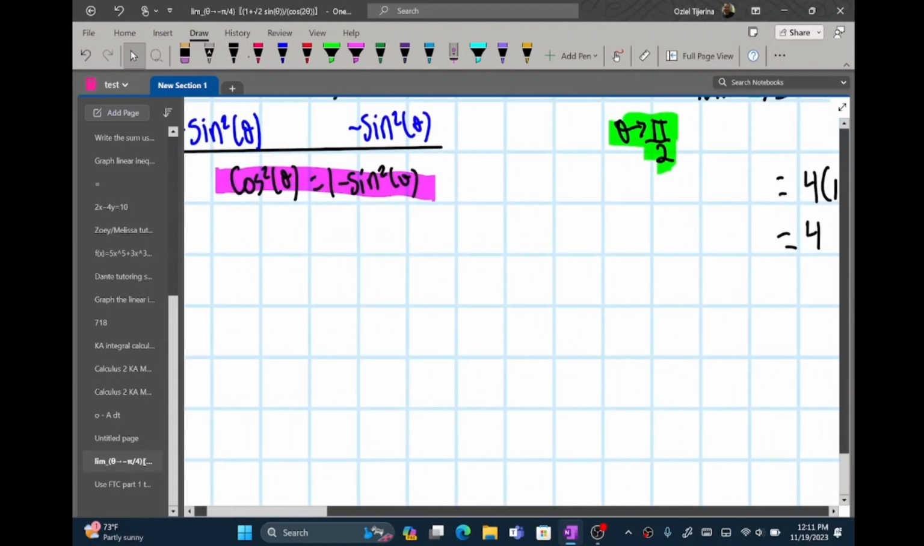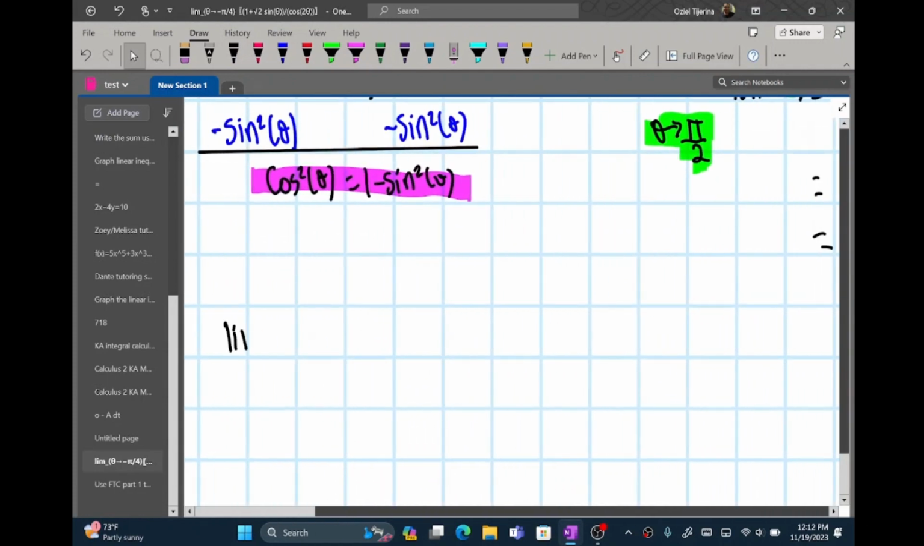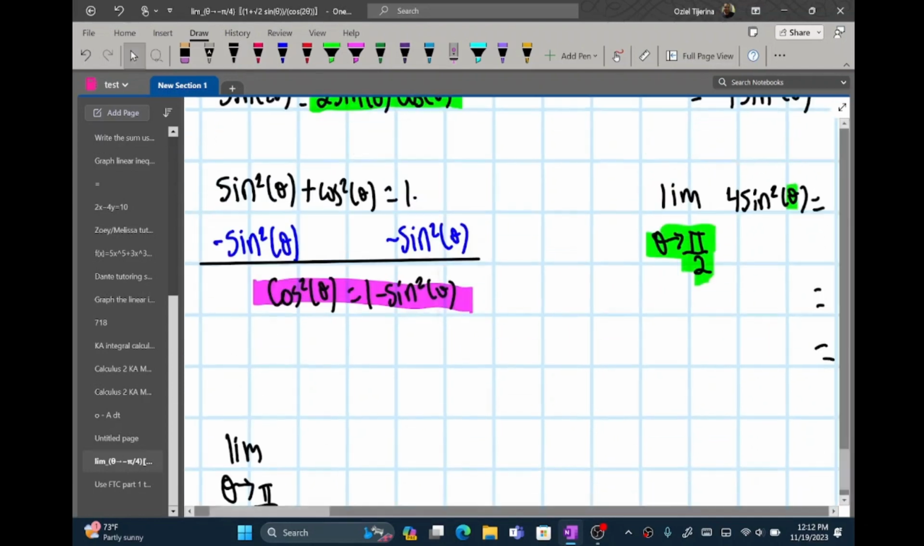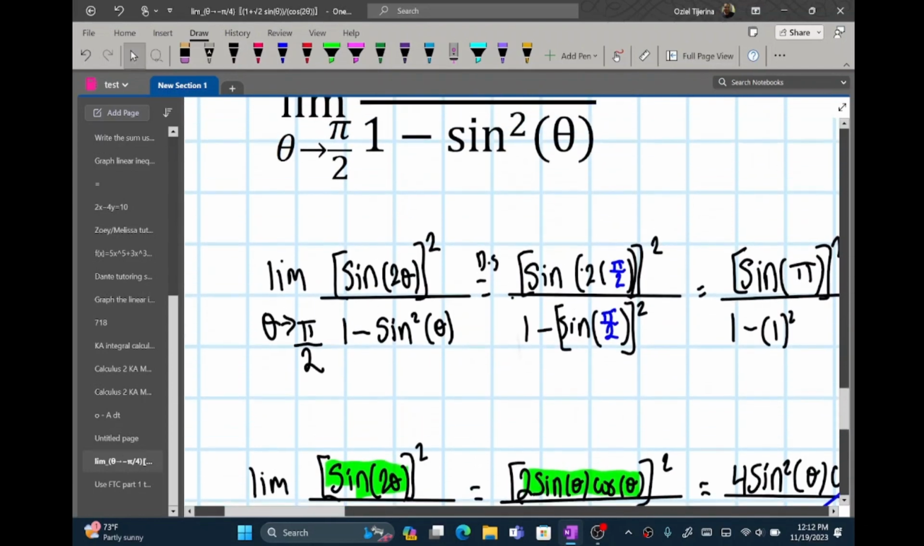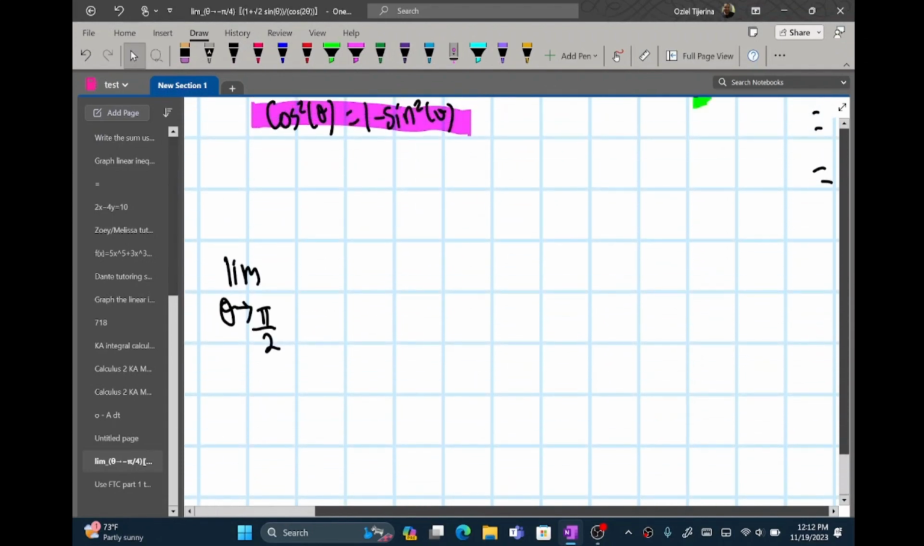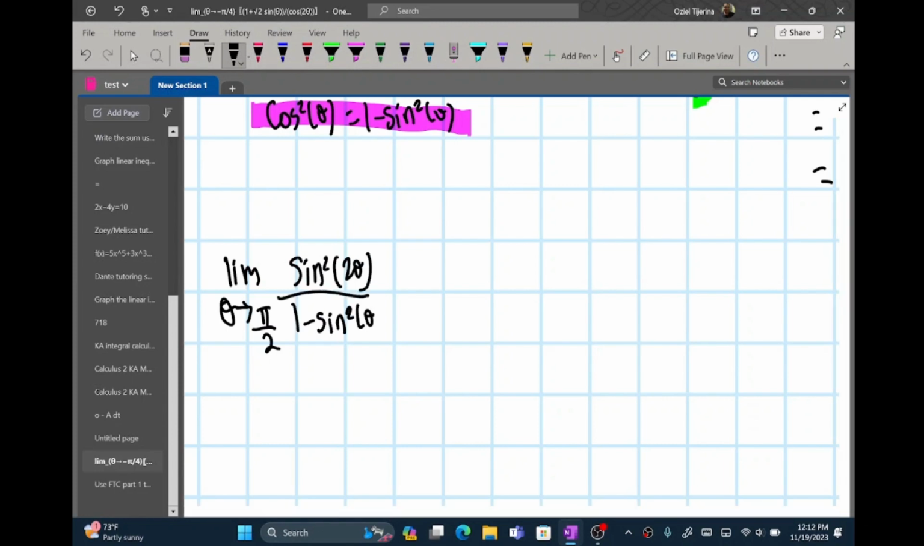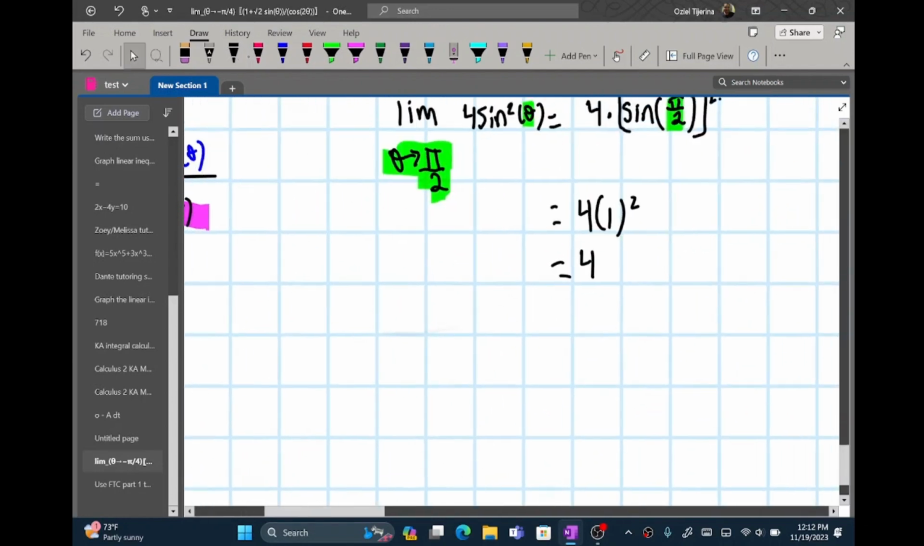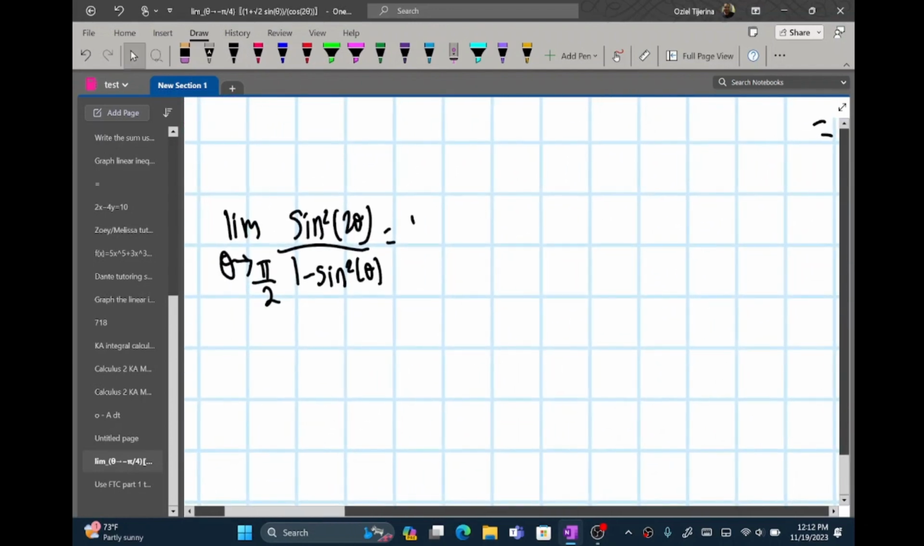So thus, the limit as theta approaches pi over 2 of sine squared of 2 theta over 1 minus sine squared theta is equal to 4. Okay, guys, so that is how we do this problem.